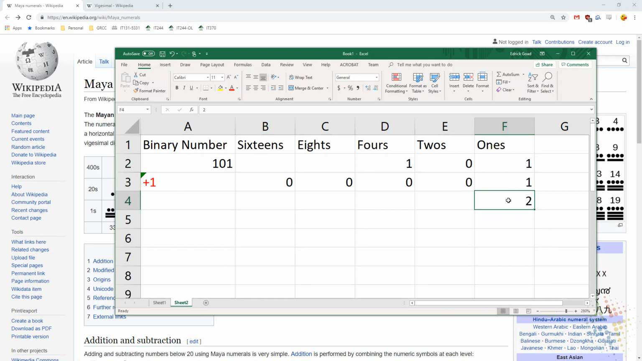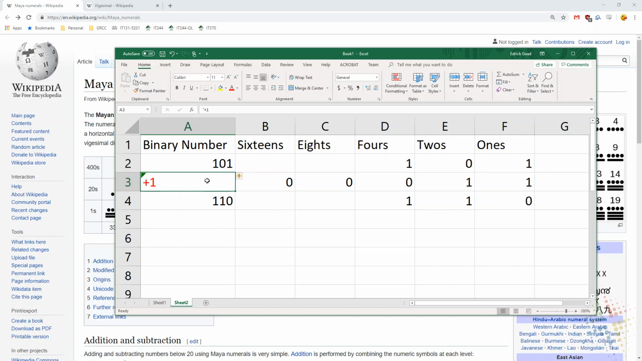Yeah, so what this does is my 1s column now becomes a 0, and I carry the 2s. So now my number is 110.